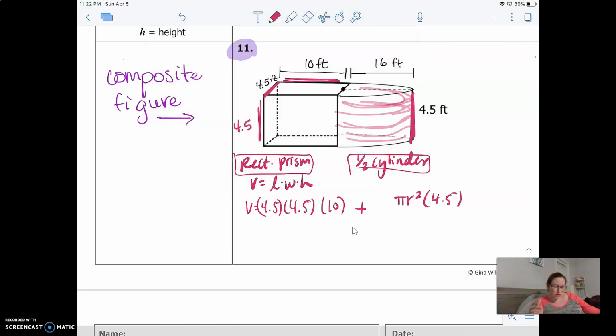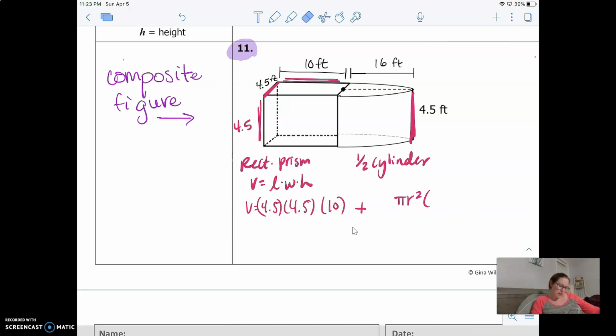So the cylinder formula is pi r squared. Let me go back a little bit. Oh no, okay, sorry. I forgot I changed all this. So pi r squared times the height is the formula for a cylinder. But because it's only half, you can see it's cut off right there, we have to take half of that.